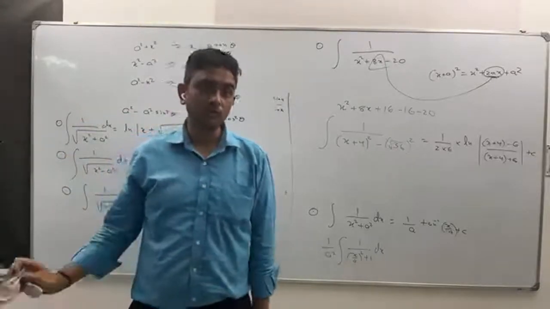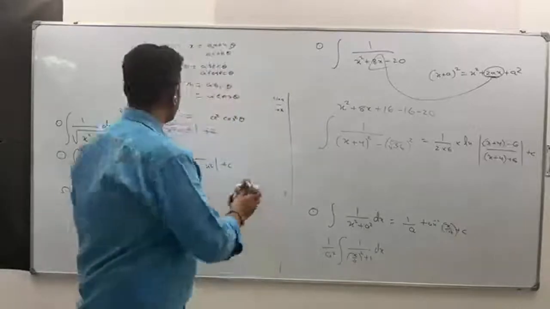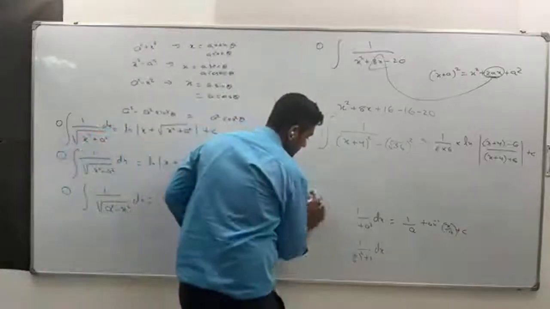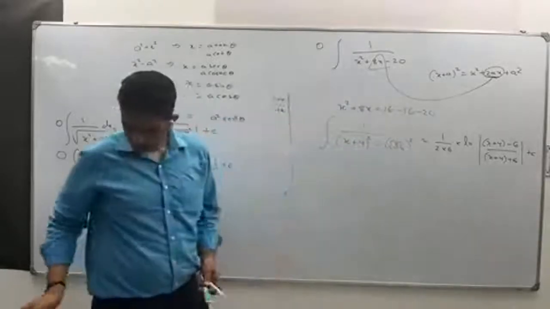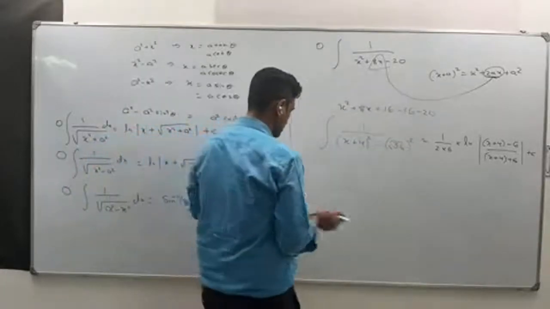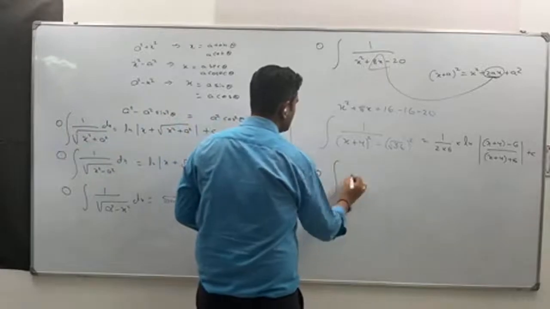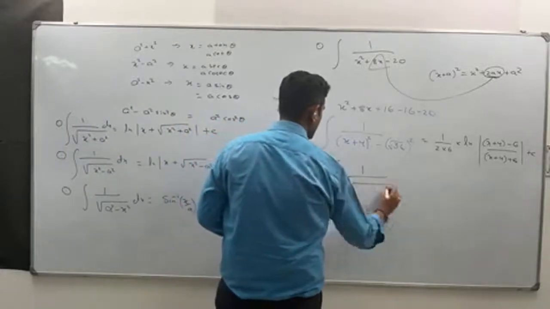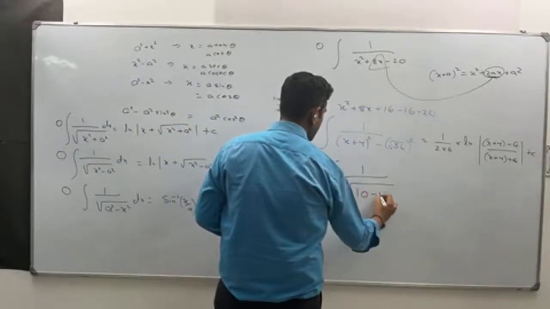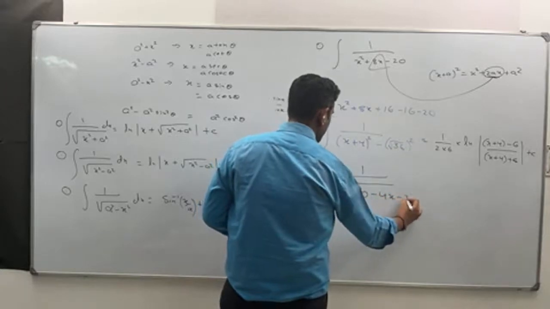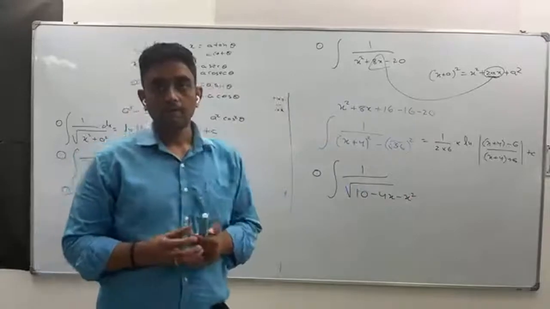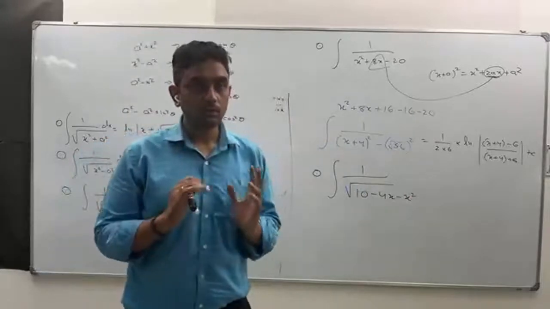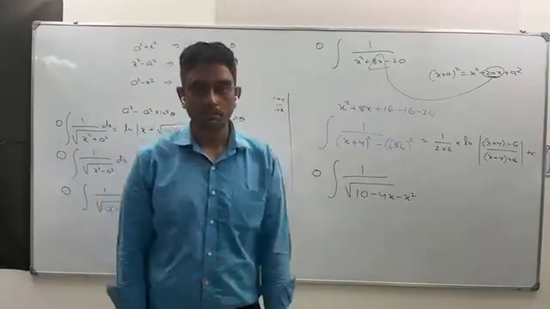But before that, I'll give you one question, just for the sake of practice. So solve for this. That is, try to integrate 1 by root over 10 minus 4x minus x square. Make the perfect square, then dump the formula.